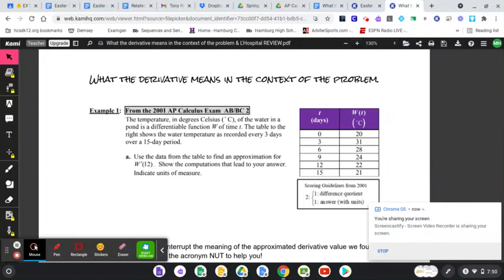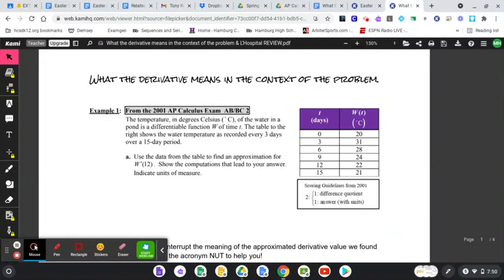All right, tonight's topic, we're going to do two things. We're going to review what the derivative means in the context of the problem and L'Hopital's rule as well. So our first example comes from an AB exam 2001. You probably don't need to copy everything down in your notes, perhaps just the main part of the question there.